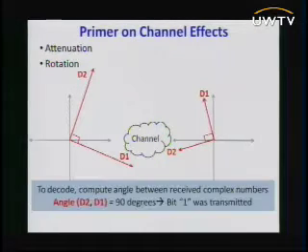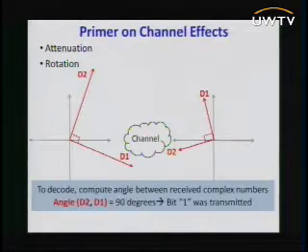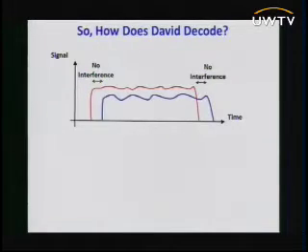So to decode, what a node has to do is compute the angle between consecutive received complex numbers. In this case, it is 90 degrees, and he knows bit 1 was transmitted. So that's how MSK modulation and demodulation works. Let's get back to the problem at hand.